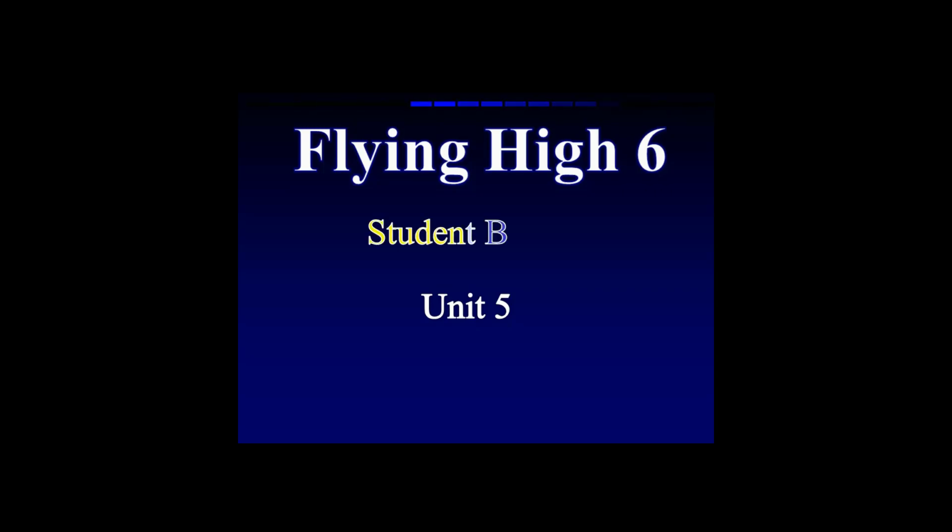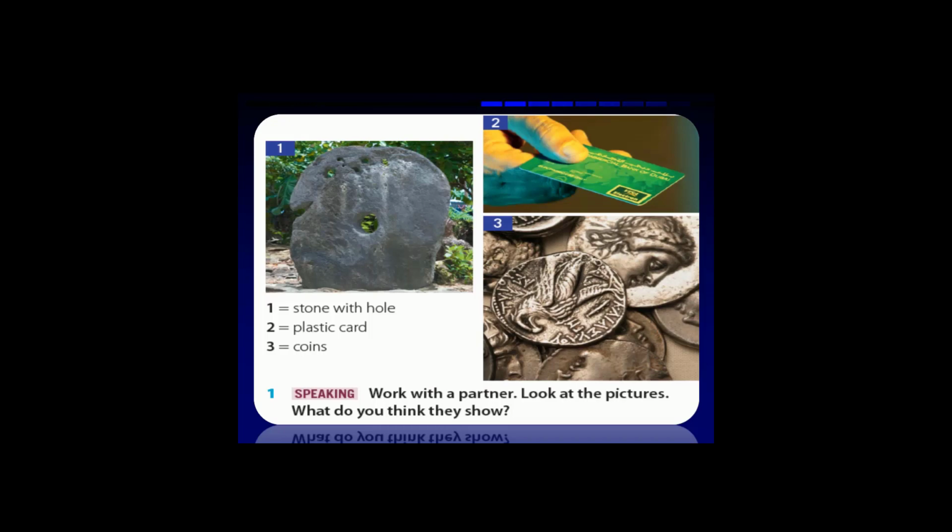Flying High 6, Student Book, Unit 5, pages 54 and 55. Look at the pictures. What do you think they show? Picture 1. It's a stone with a hole. Picture 2. It's a plastic card. Picture 3. Coins. Okay. What does each picture show?